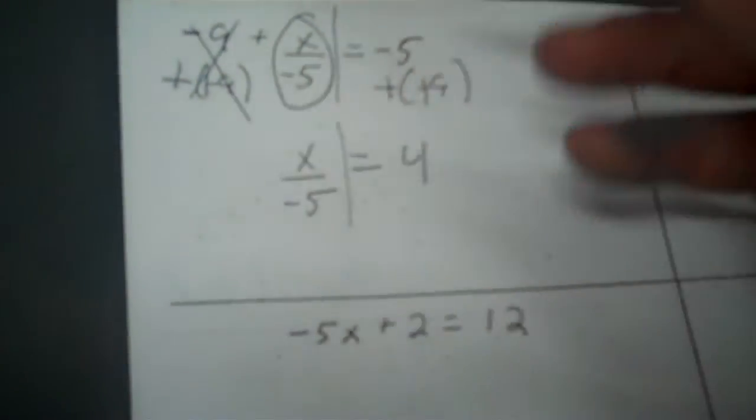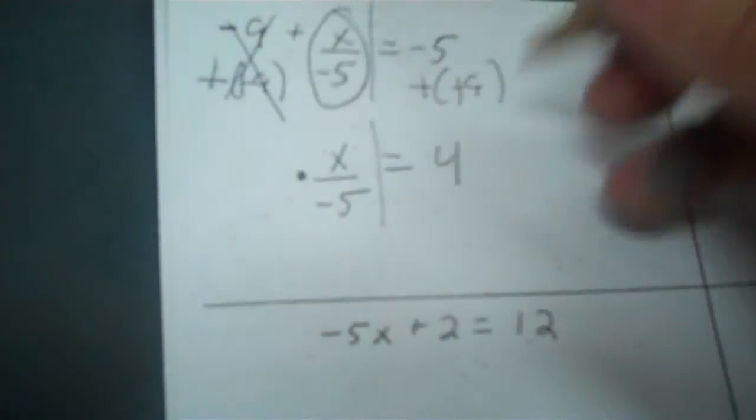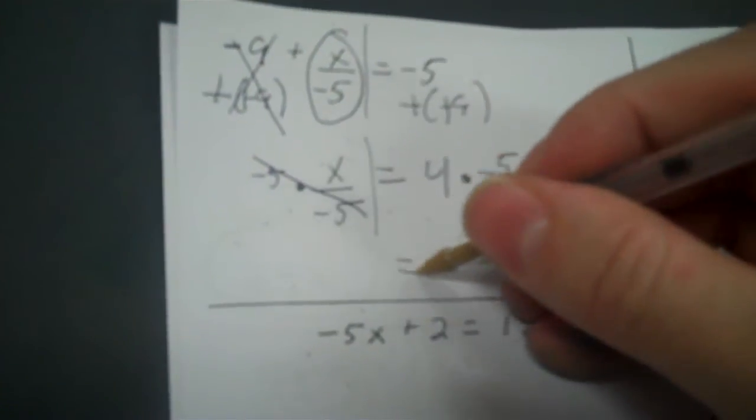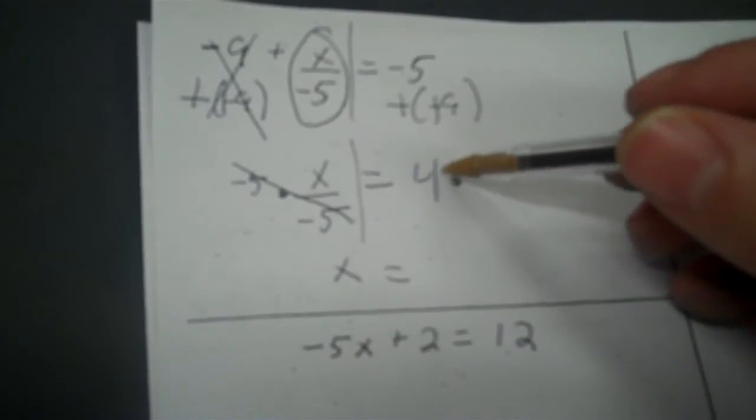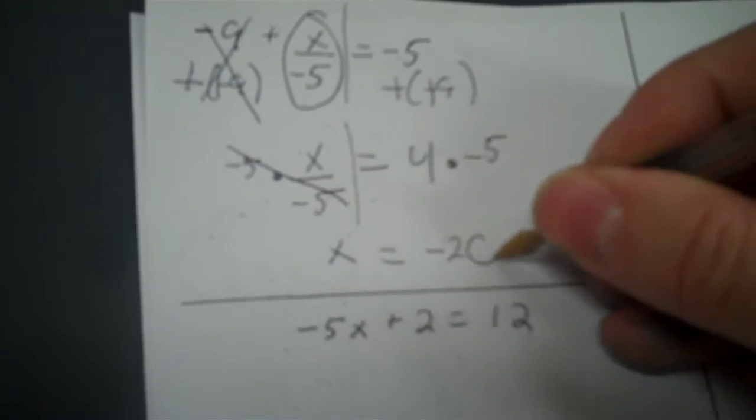So now x is just being divided, so I'm going to times by -5. So equals, you got x, and 4 times -5 is -20. So x equals -20.